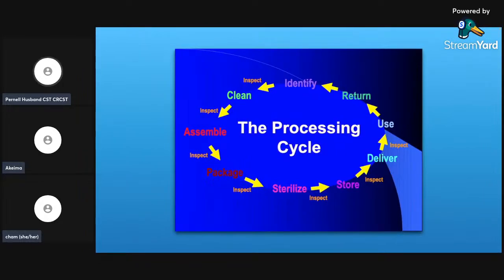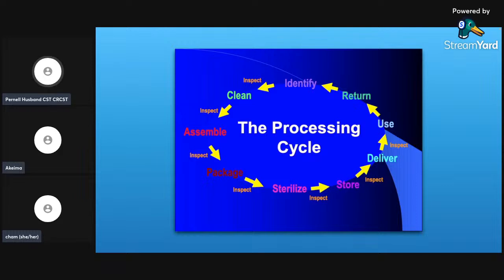Here's a quick snapshot of the reprocessing cycle. Where do we want to start here? Let's see. The instruments are clean. They're inspected. They're assembled. They're inspected. The point of this little graphic is we are inspecting all the way through the process, right?